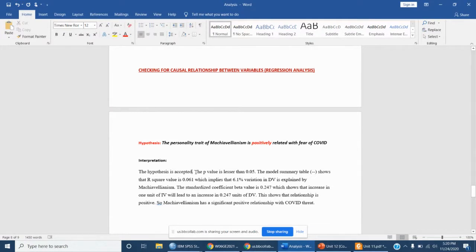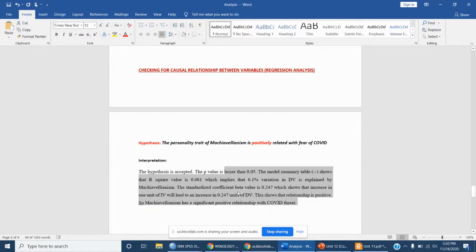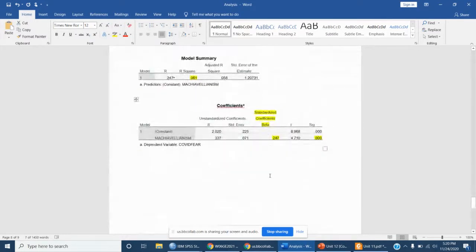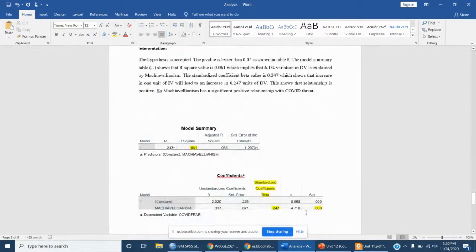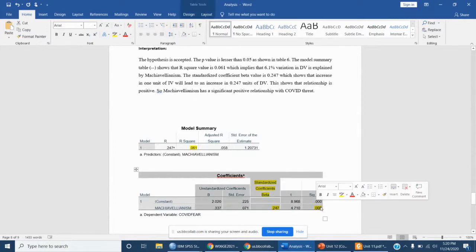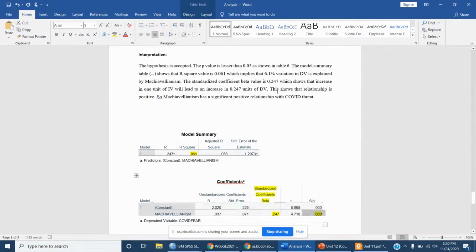Now, the template of interpretation which you need to use for your analysis. The hypothesis is accepted. The p-value is lesser than 0.05, as shown in table 6. It would be table 6. This table has shown that the p-value is lesser than 0.05.